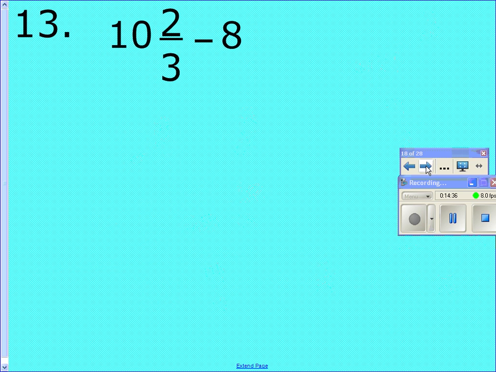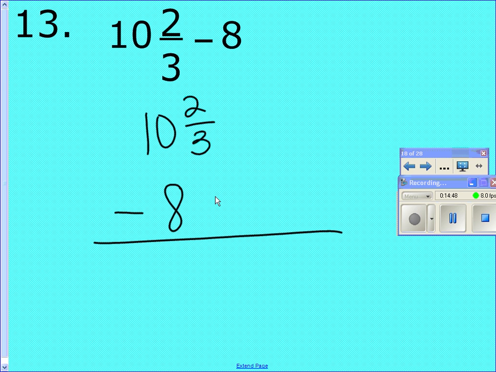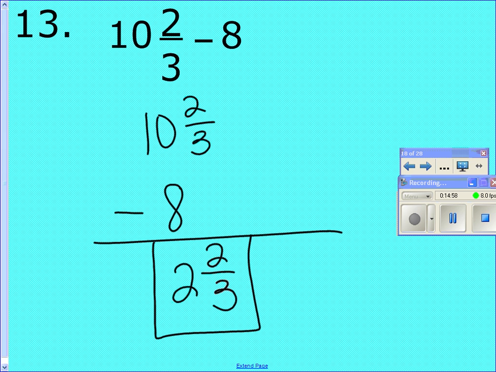Okay, last one. 10 2/3 minus 8. You can pause the video and then check. Okay, so we have 10 2/3 minus 8. This is like saying 2/3 minus 0. 2/3 minus 0 is 2/3, so you can bring 2/3 down. 10 minus 8 is 2. So your final answer is 2 2/3.